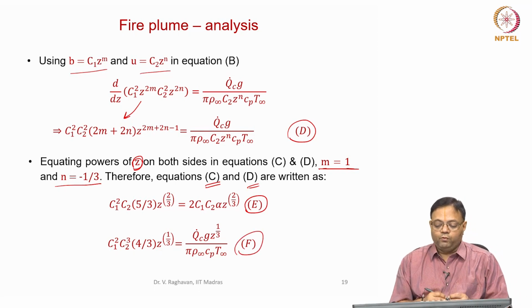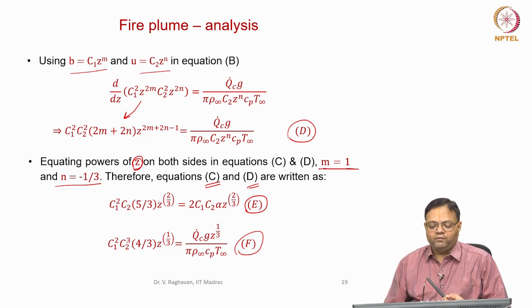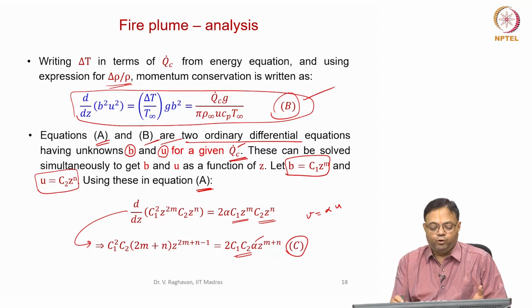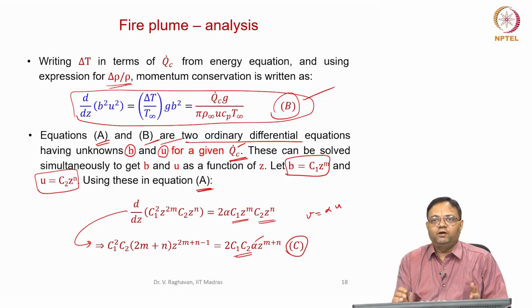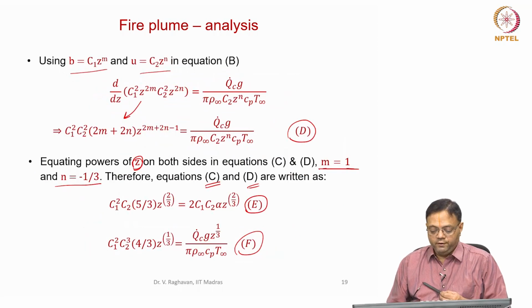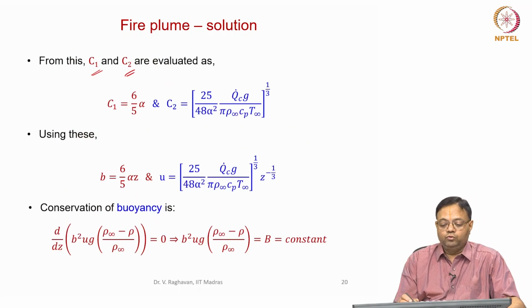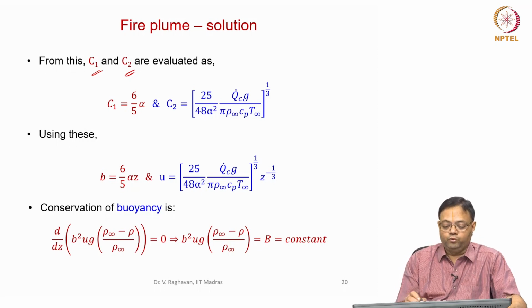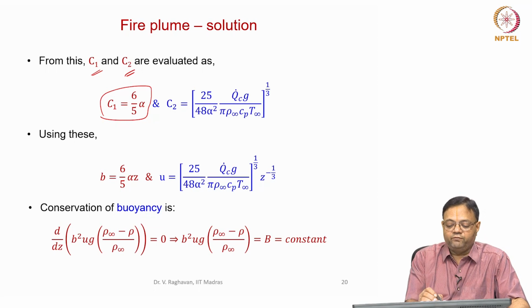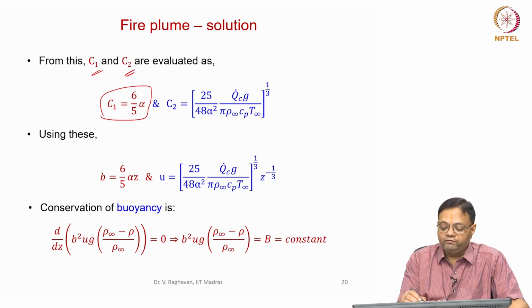Now, I have to solve for C1 and C2 from this. Do you understand? So, this is one of the mathematical approaches where I try to put both unknowns, b and u, as a function of z, but having some power profiles, some exponents, multiplied with some constant. So, I get E and F. Now, equations E and F can be used to evaluate the constants C1 and C2, as C1 equal to 6 by 5 alpha and C2 equal to 25 by 48 alpha square, q dot C g divided by pi rho infinity Cp T infinity, the whole power 1 by 3.